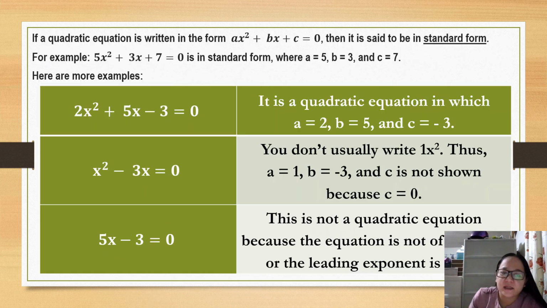Next, if a quadratic equation is written in the form ax squared plus bx plus c is equal to 0, then it is said to be in standard form. Let's have an example. Let's say we have 5x squared plus 3x plus 7 is equal to 0. This is an example of a quadratic equation written in standard form, wherein a is equal to 5, b is equal to 3, and c is equal to 7.